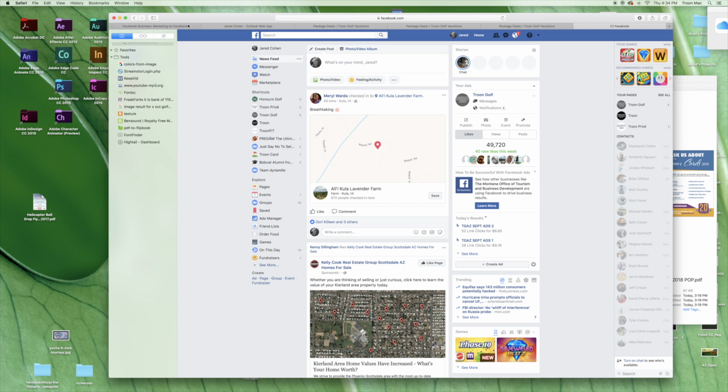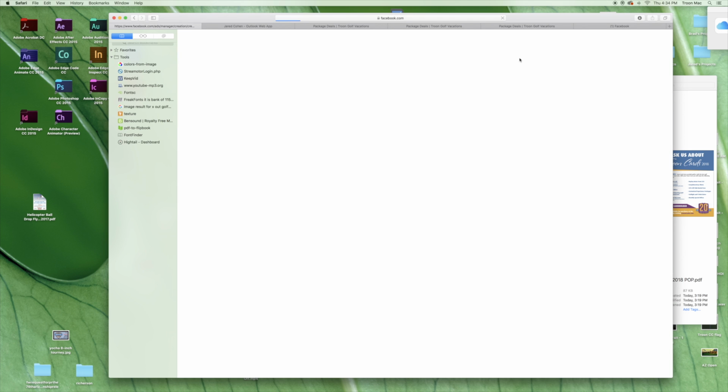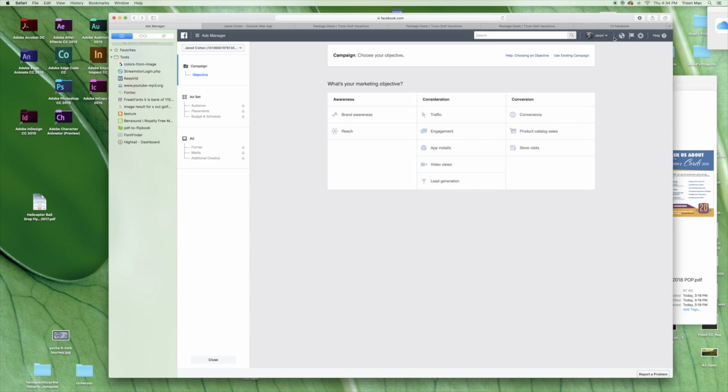So now I'm going to go back to the Ads Manager page, and I'm going to create an ad, and that's going to take you to the Ads Manager page. Now, since you're logged in, you can see that I'm logged in at the top here. You'll be able to see your profile to make sure that you're logged in as well. So that's a way to check on that. You'll see it asks, what's your marketing objective?